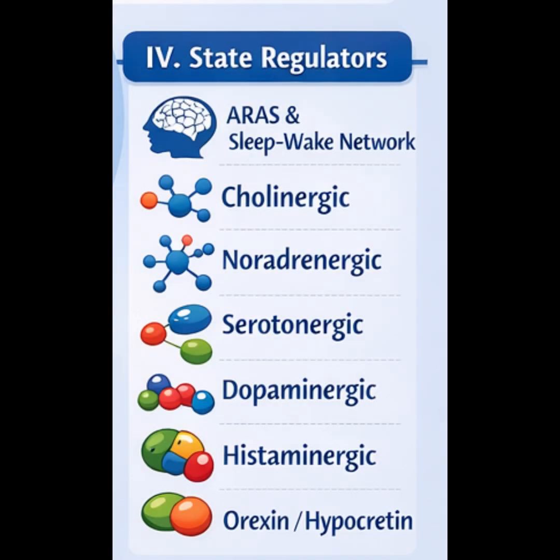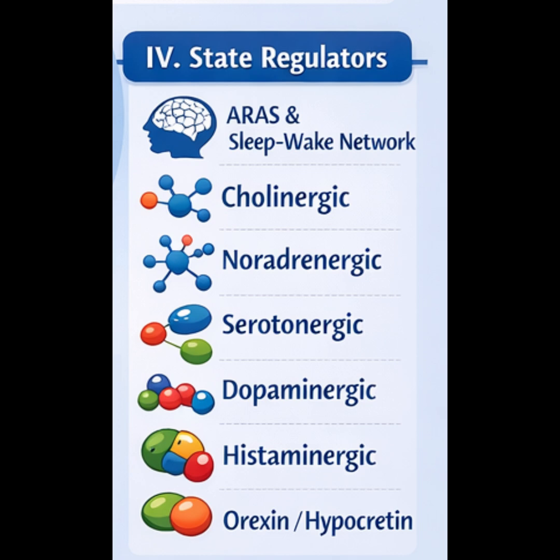Finally, state regulators. At the core is the ascending reticular activating system in the brainstem. It maintains arousal and wakefulness. Damage here means coma. Subtle dysregulation alters attention and alertness. Cholinergic projections from basal forebrain modulate cortical activation and memory. Noradrenergic neurons from locus coeruleus tune arousal and stress response. Serotonergic pathways from raphe nuclei influence mood, impulse control, and sleep.